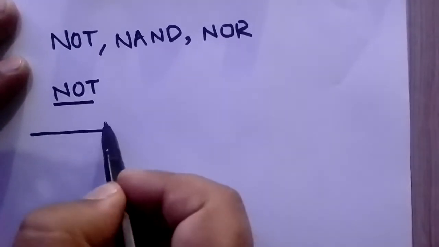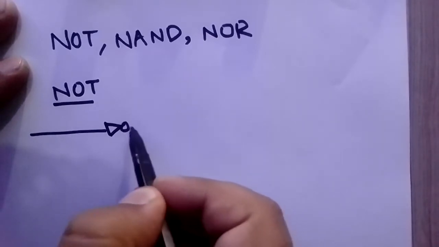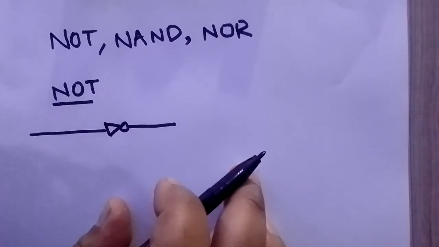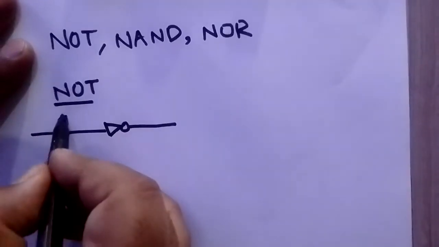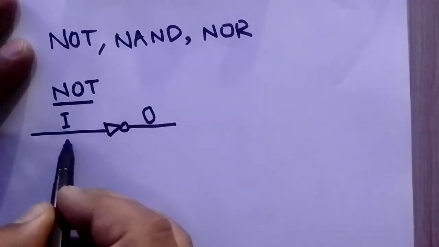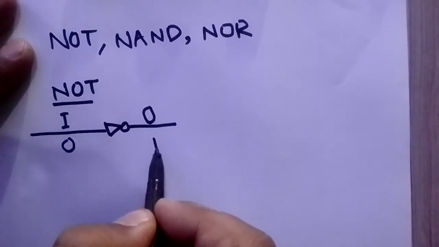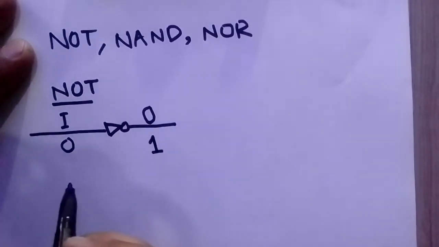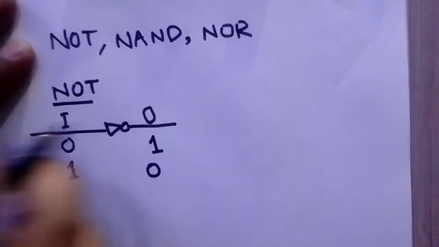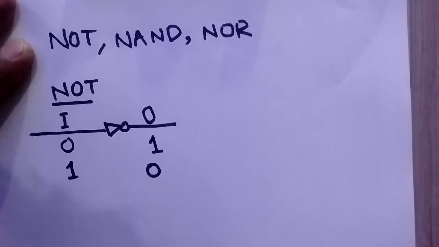So NOT gate is represented by this symbol. What NOT gate does is that it simply inverts the input. Okay. So this is the input and this is output. Okay, so when input is 0, it will invert it and give the output 1. When the input is 1, it will give the output 0. Okay, so this is digital NOT gate.